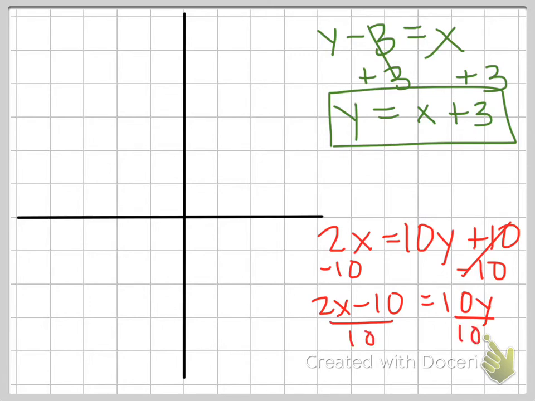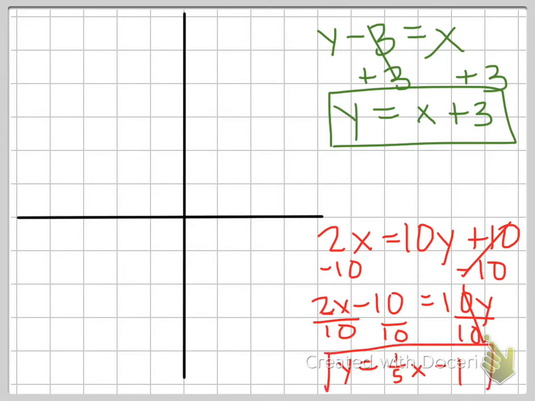And remember, I'm actually going to write that differently. We divide everything by 10. And I'm going to flip-flop this now, so I'm going to write y on the left side. And I can reduce the fraction, so when I flip this, I have 2 over 10, so I can reduce that to be 1/5 x, and then negative 10 over 10 reduces to be negative 1. So that is the second equation we are going to graph.